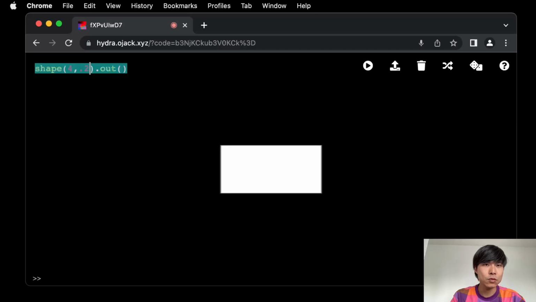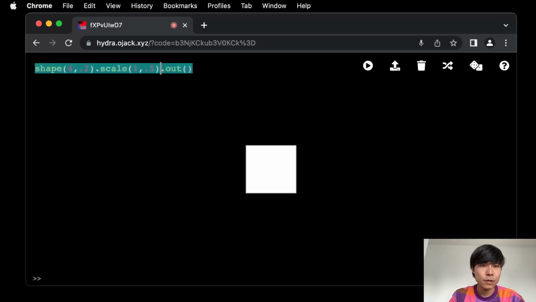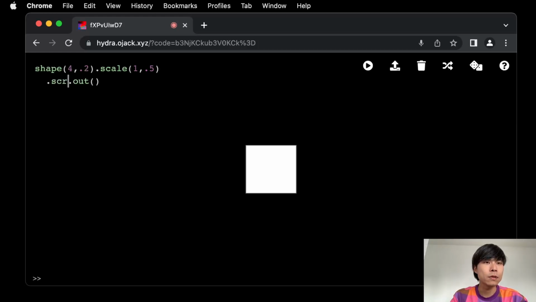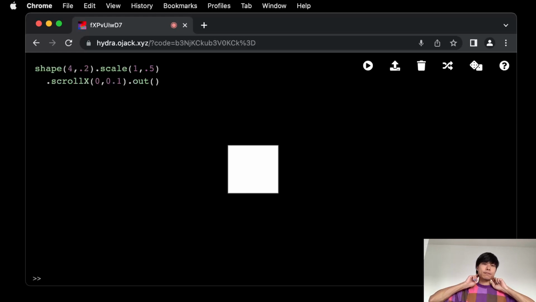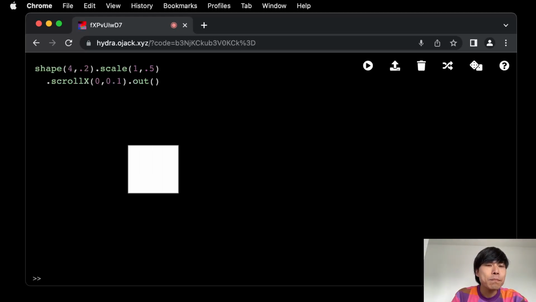Nothing too big. And I like to correct the aspect ratio. Something like this, roughly square. And then the normal way of moving would be, for example, scroll X with a second parameter that makes linear translation.